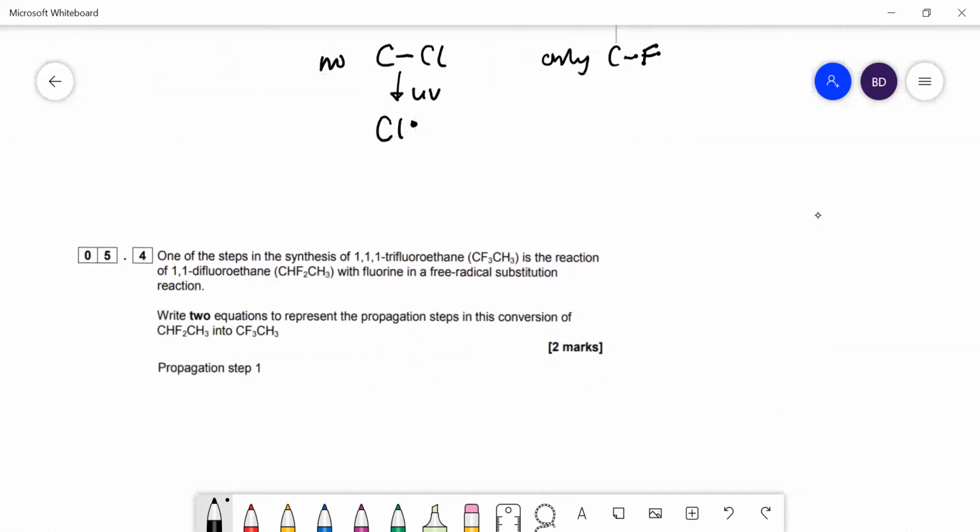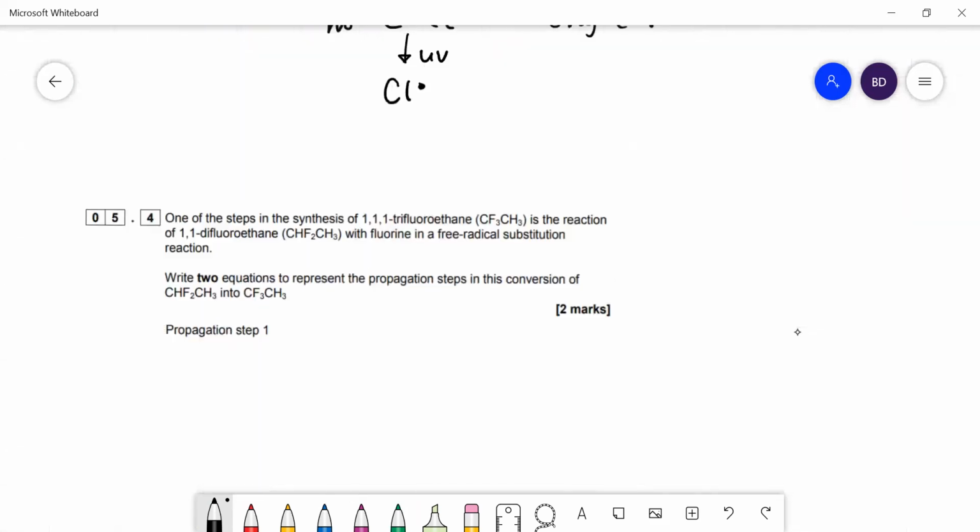Right, one of the steps in the synthesis of trifluoroethane is the reaction of difluoroethane with fluorine in free radical substitution. Write 2 equations to represent the propagation steps in this conversion. Okay, so the first propagation is always when you get your alkane, or haloalkane in this case. So we've got difluoroethane there, and you're going to react that with a fluorine free radical. The fluorine free radical is going to remove one of the H's. Let's say it removes that H with its electron. So that's going to make HF.